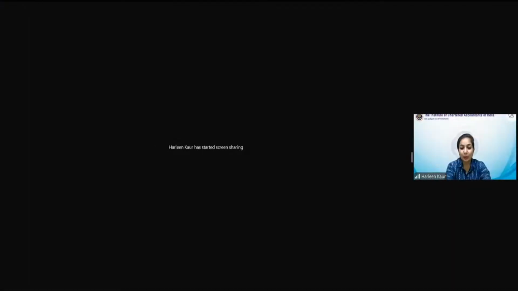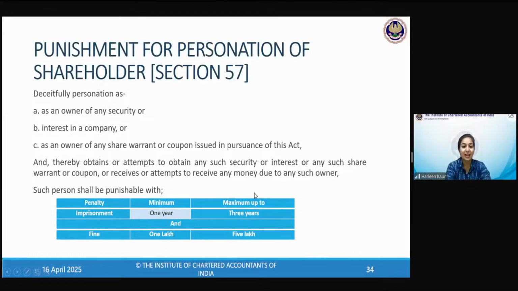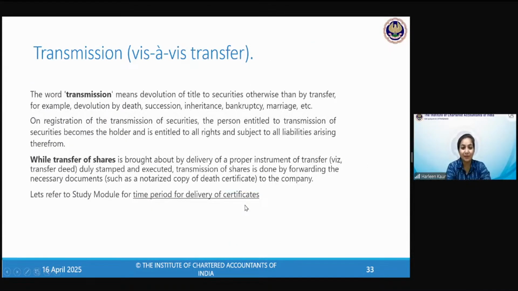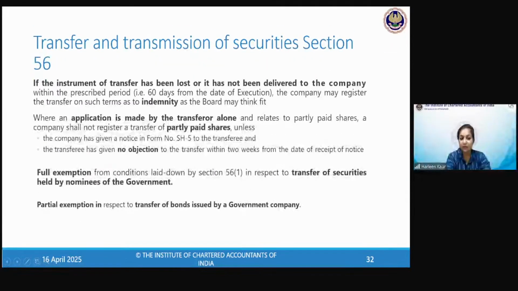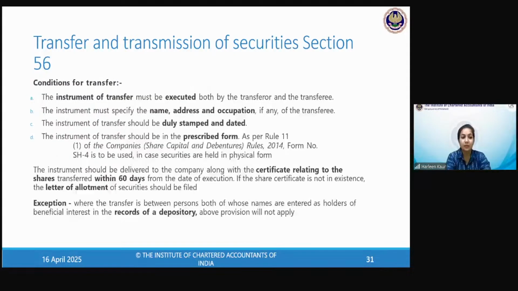When you're asking me questions of transfer and transmission, that means you have revised really well. Transfer and transmission of securities was taken up in the previous class in which we had a detailed discussion. Quickly tell me which form number is used in case of the transfer deed. This reminds me that we have to see certain forms also today.